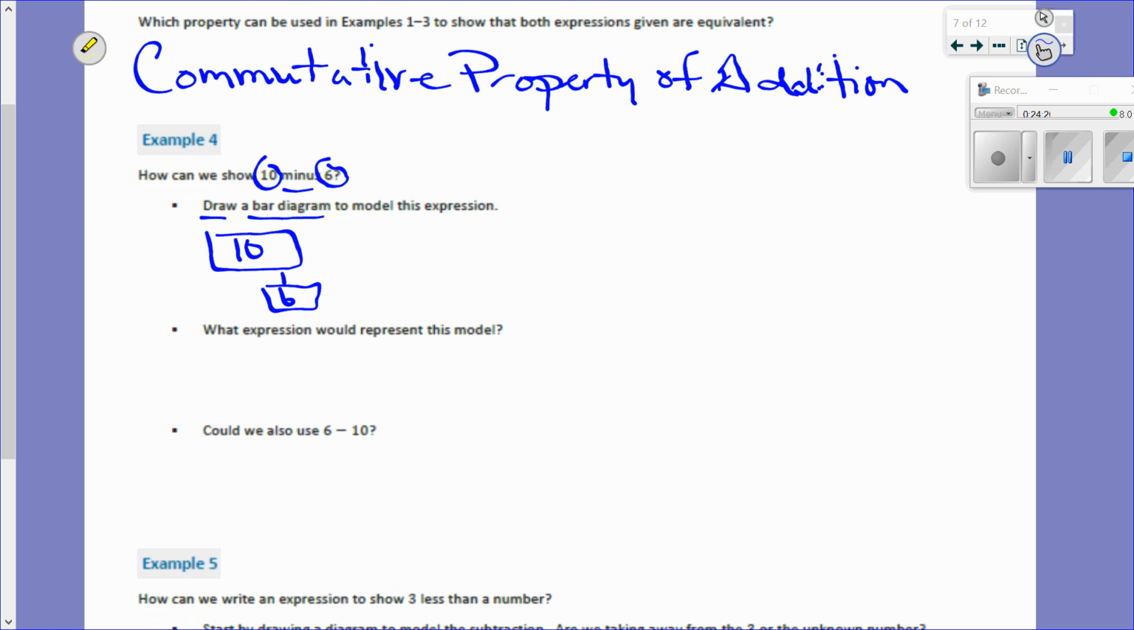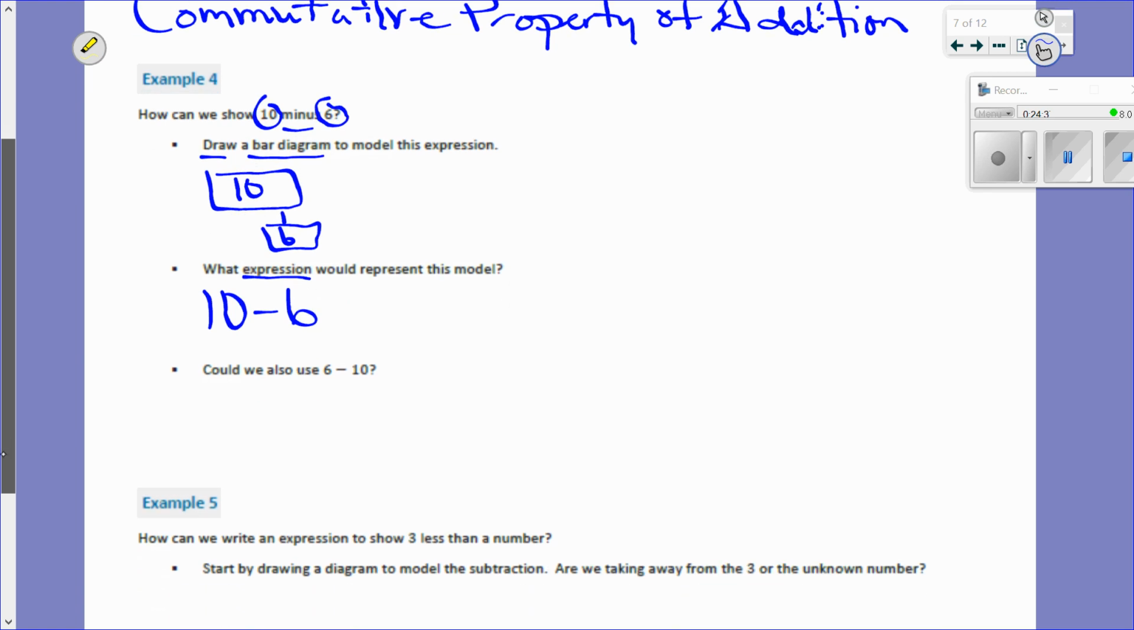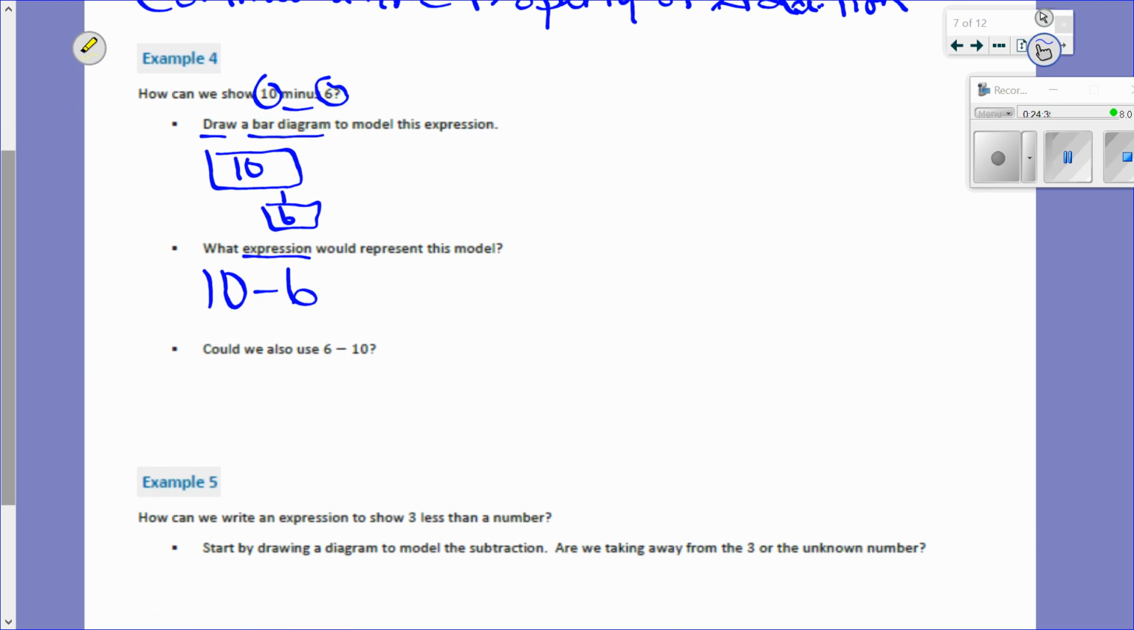Now I'm going to write this in math. How do I write this in math? 10 minus 6. Really simple. 10 minus 6. Could we also use 6 minus 10? No. Why not? Because it'll be subtracting. You can't have. So you're saying we'd get a different answer, right? Yes. Talia, why is that?